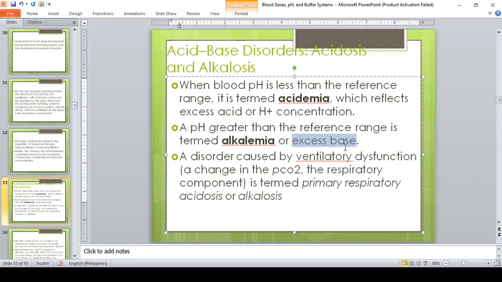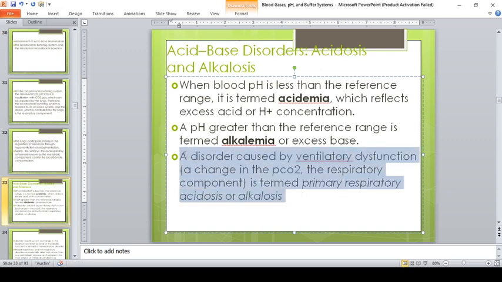Alkalemia is when the concentration of hydrogen ion is low. A disorder caused by ventilatory dysfunction, a change in partial pressure of carbon dioxide, the respiratory component, is termed as primary respiratory acidosis or alkalosis. In older books, what you will see is respiratory acidosis or respiratory alkalosis.